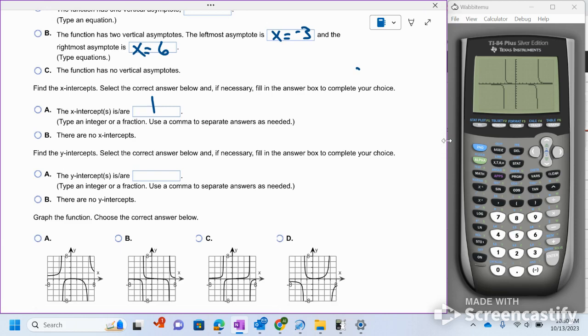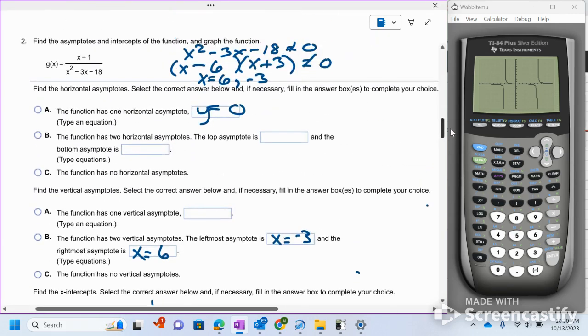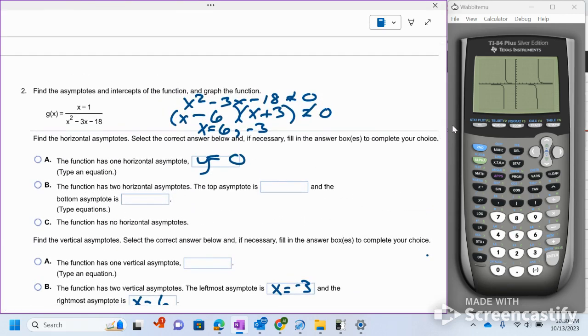Y-intercept. Where is it going to cross the y-axis? Well, to find a y-intercept, you put 0 in for all the x's. If I put a 0 in here, 0 in here, 0 in here, I get negative 1 over negative 18, which is 1/18.